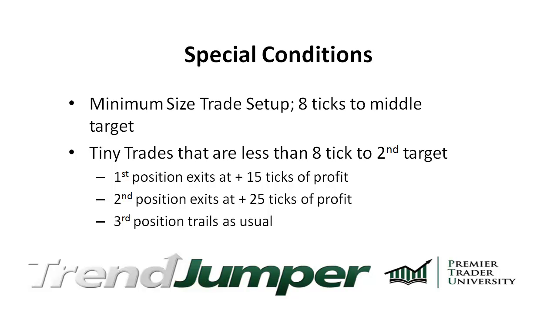Here's the general rule. If the middle target is less than 8 ticks away, then you're going to use what we call the tiny trade rule. If it's 8 ticks, you're going to take your profit at that level. You're still not going to move your stops. You still have to wait until the price has gone a full 10 ticks before you lock in a tick of profit and begin trailing.